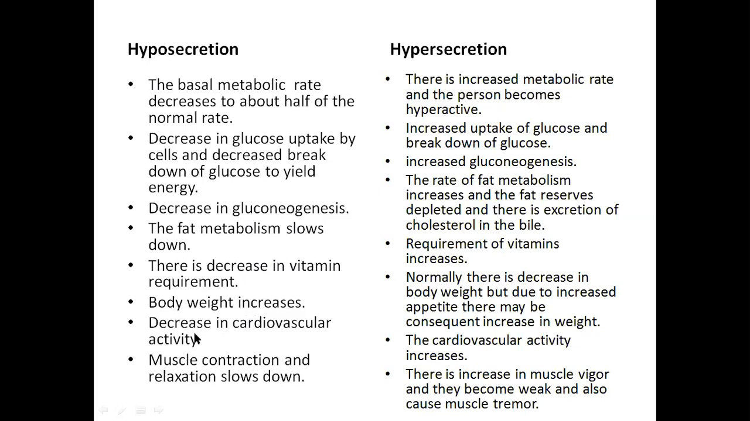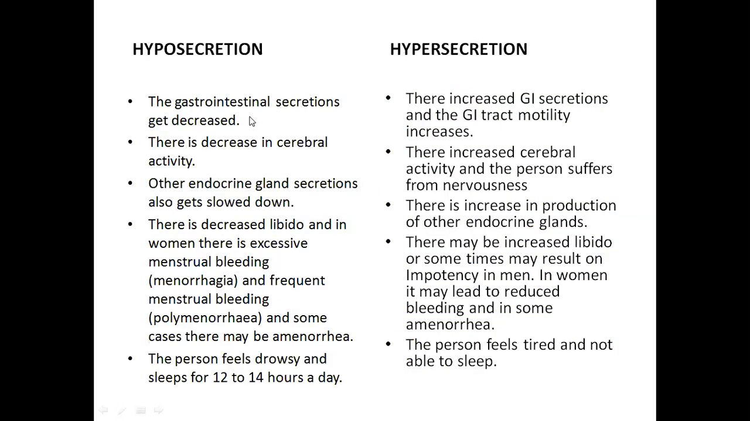There is body weight increase, decrease in cardiovascular activity, muscle contraction and relaxation slows down, and there is decrease in the gastrointestinal secretions, and automatically when overall body metabolic activities have been reduced, the cerebral activity also slows down, and endocrine gland secretion gets slowed down because it controls other endocrine gland functioning also.